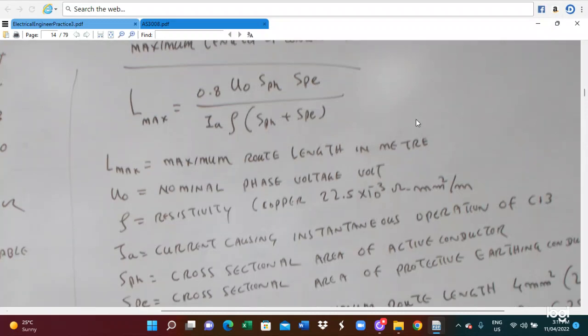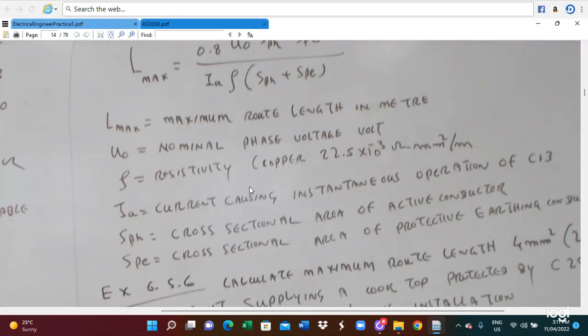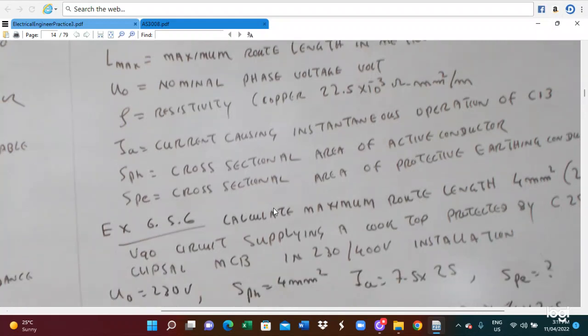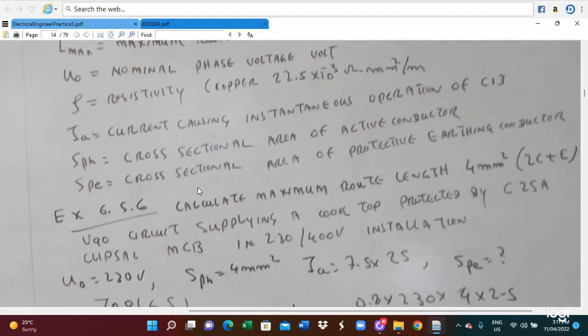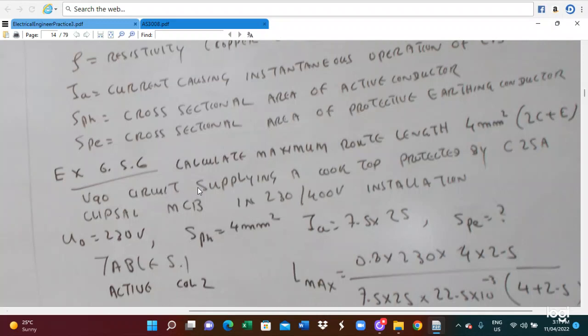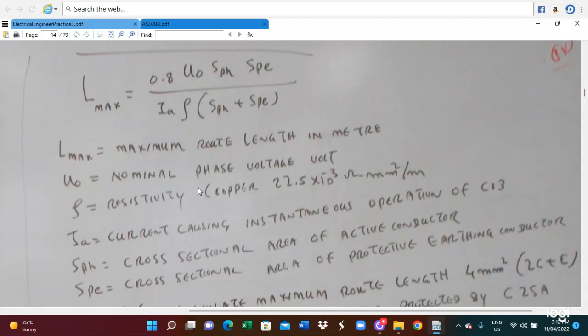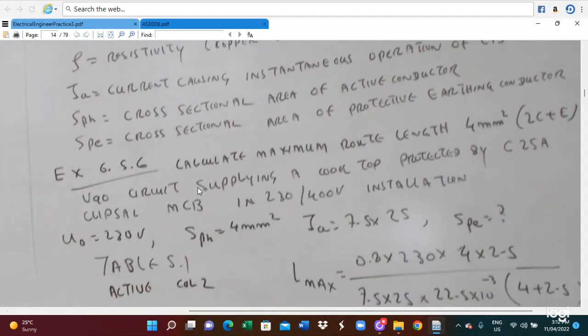L maximum is the maximum route length in meters. U0 is the nominal phase voltage. Rho is the resistivity. In this case, for copper the resistivity is 22.5 into 10 power minus 3 ohm millimeter square per meter. IA is the current causing the instantaneous operation of the circuit breaker. SPH is the cross-sectional area of the active conductor. SPE is the cross-sectional area of the protective earthing conductor. Those are the given information on how long you can draw the maximum length of the conductor. Based on this information, we calculate this problem.